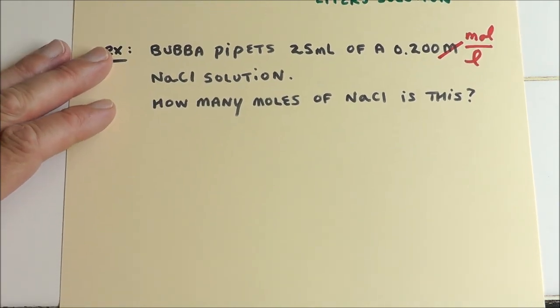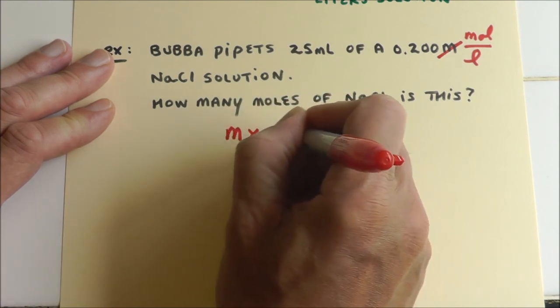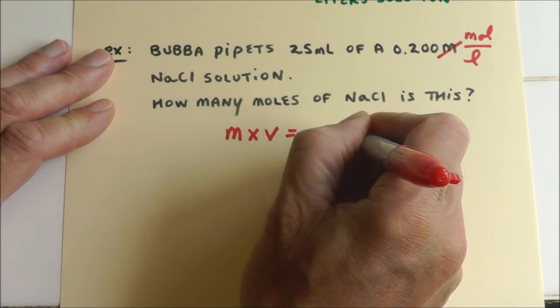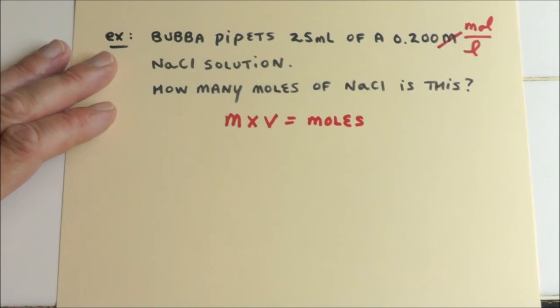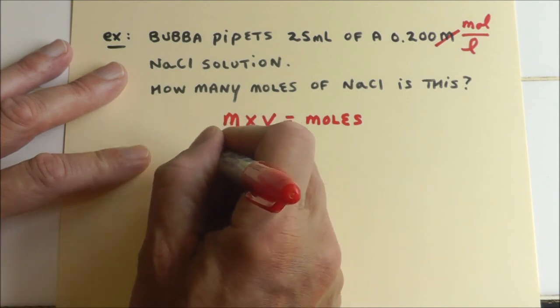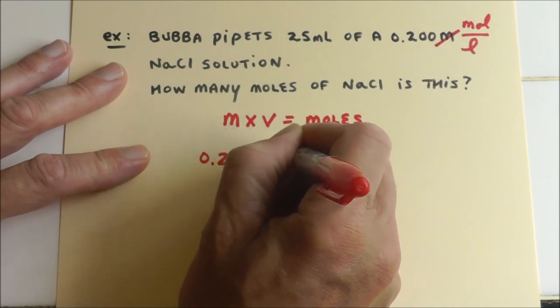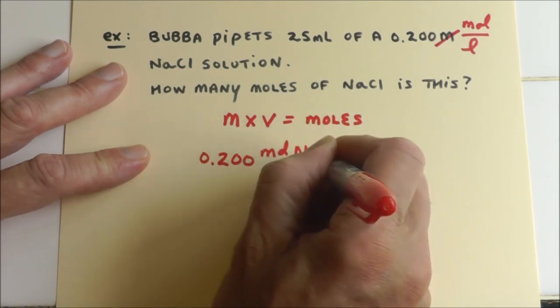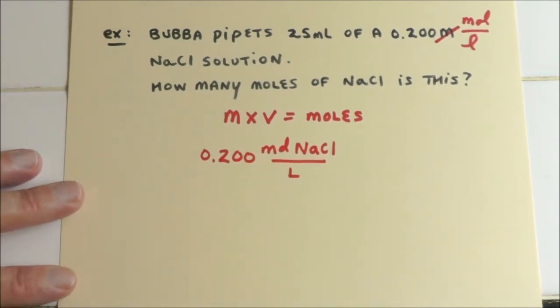Now if you like equations, that's fine. M times V equals moles. The problem with memorizing equations is it's dangerous because you sometimes memorize them wrong. And so what we're going to do here is, if you notice, if you write out the molarity, which is 0.200 moles NaCl, because you should always say what the moles are, per liter, that's what molarity is, you will see that if you just had the volume in liters, you would need to multiply to get moles.